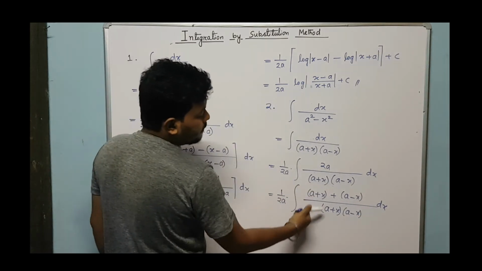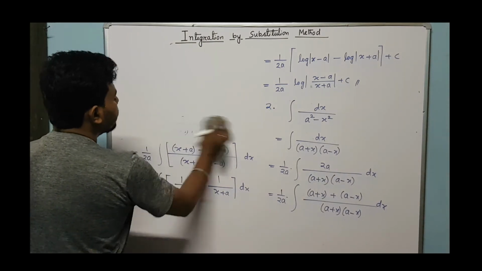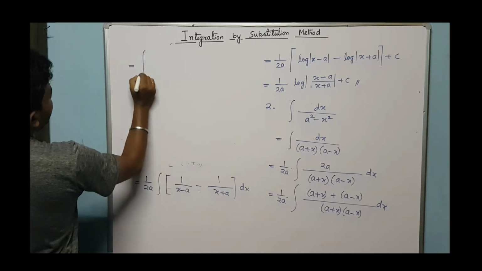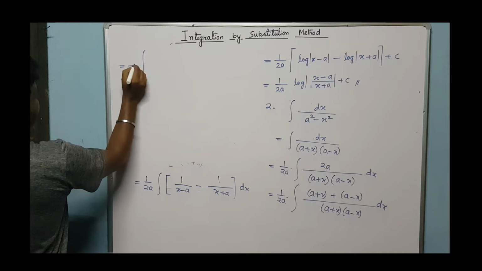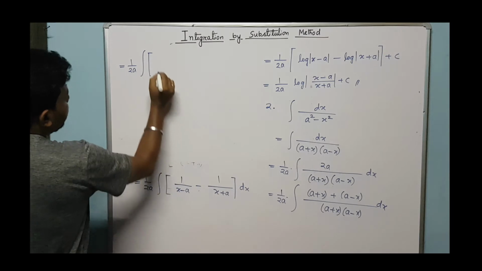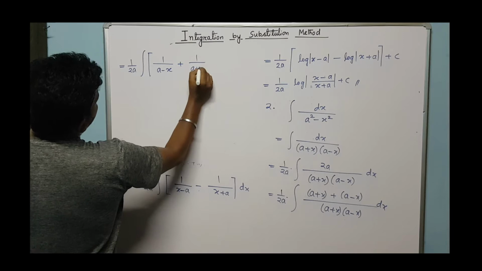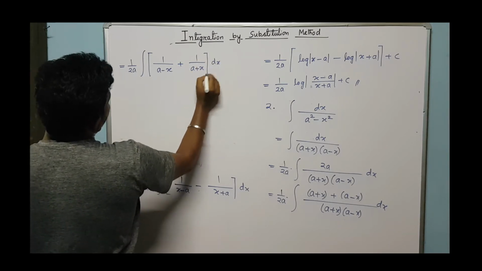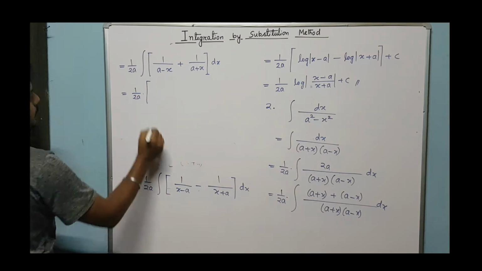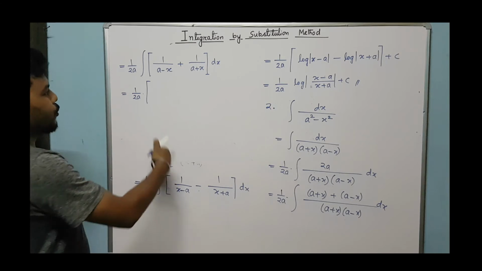Dividing a plus x by the denominator, 1 by twice a is a constant multiplied on the outside. Now dividing by this, I will get 1 by a minus x plus 1 by a plus x. See, this is your integral. You have to integrate them. I already told you, if I integrate 1 by x, this is log of mod of x.